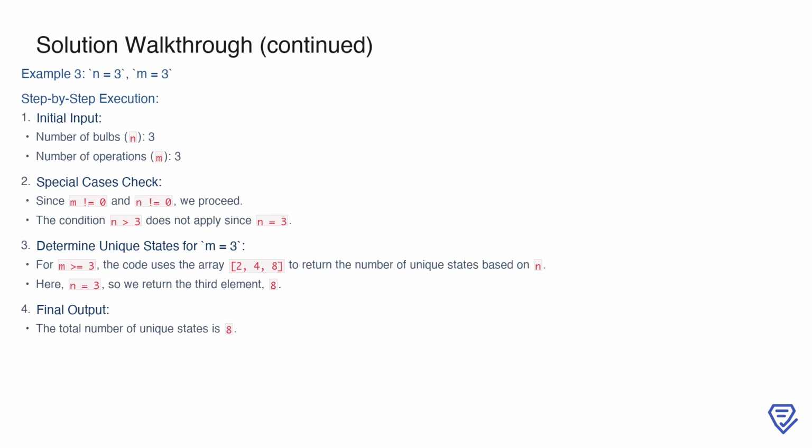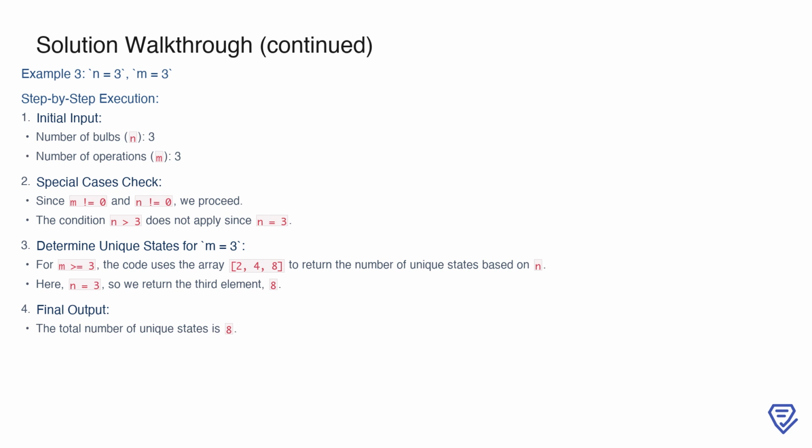Now, we consider the case where n equals 3 and m equals 3. Here, we have 3 bulbs and are allowed 3 operations. After verifying that both n and m are non-zero, and n is not greater than 3, we move to determine the number of unique states. For m equals 3, the solution uses the array 2, 4, 8. The value of n determines which element of the array to use. Since n equals 3, we take the third element, which is 8. Thus, there are 8 unique states possible.